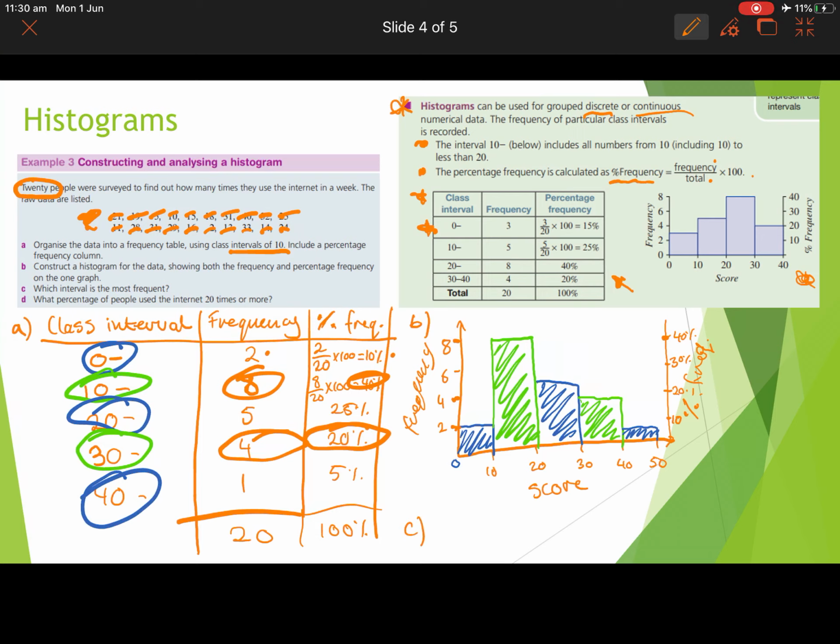We do have C. C says which interval is the most frequent. So I can see the most frequent is the biggest one. Okay, so from 10 to 20. So the answer for this one is from 10 upwards.